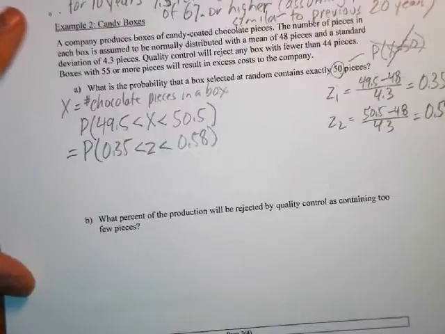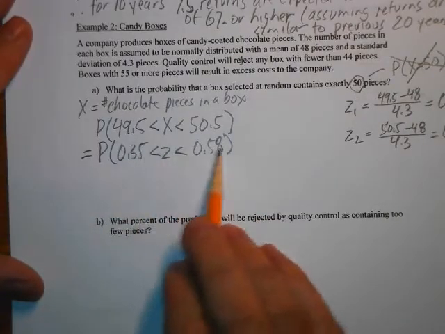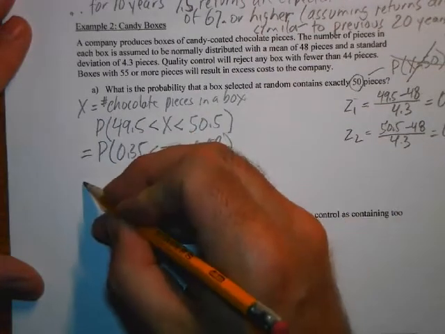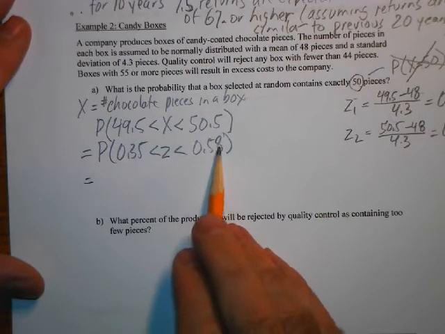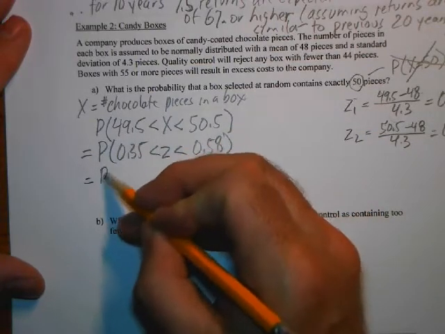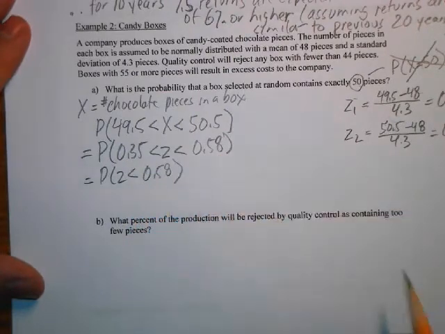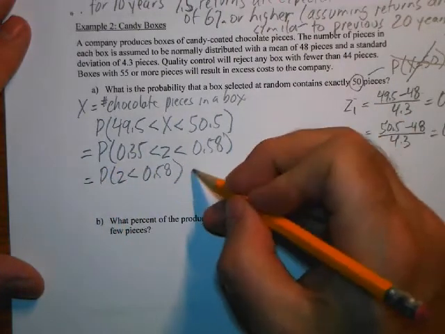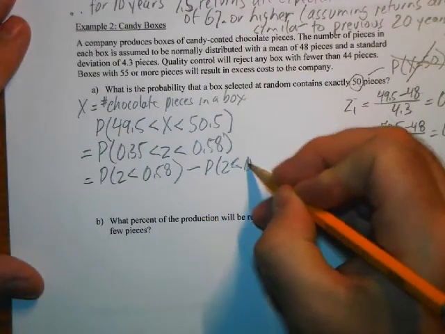Okay, so we've turned it into a z-score problem, but we've got this double-sided or double-ended probability, and we know how to change this. We've done this before. So I want to start with everything to the left or less than 0.58. Probability z is less than 0.58. But we want to remove everything to the left of 0.35. So that would be probability z is less than 0.35.